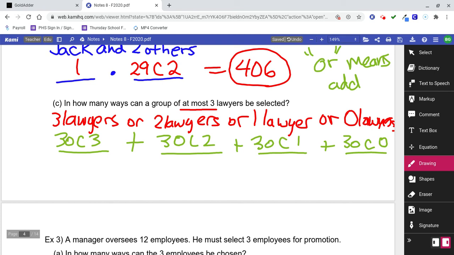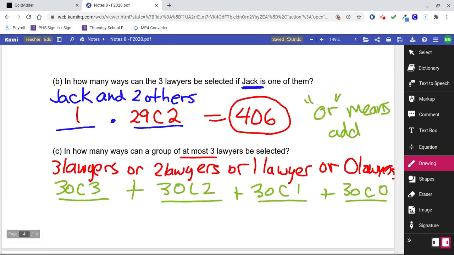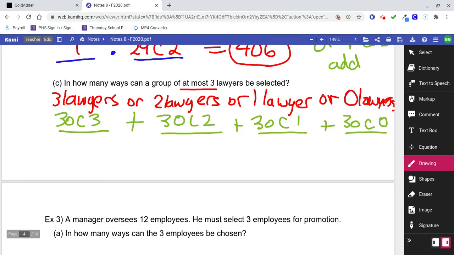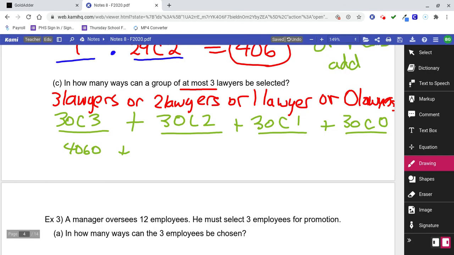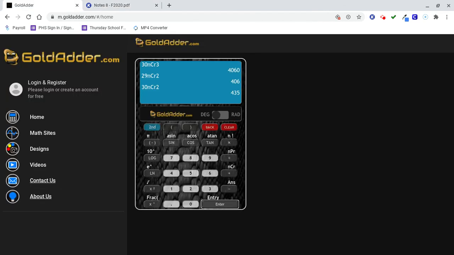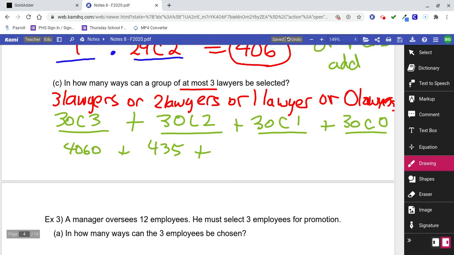So we can do 30 choose 3. 30 choose 3, we already did that, was 4,060. Plus 30 choose 2. I don't think we've done that yet. 30 choose 2. It's 435. 30 choose 1. You're going to be able to do that one in your head at some point, but maybe not right now. 30 choose 1 is 30. Basically, that means you're only picking one person. So there are 30 ways to only pick one person.